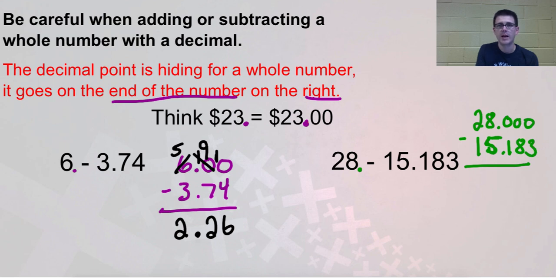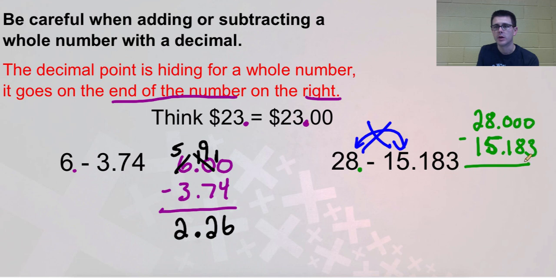Here's the rule with adding or with subtracting. You cannot just switch the order of the numbers. That does not work. Subtraction, you can't reverse the order of the numbers. They have to stay in that order. The first number goes on top, the second one goes on the bottom.